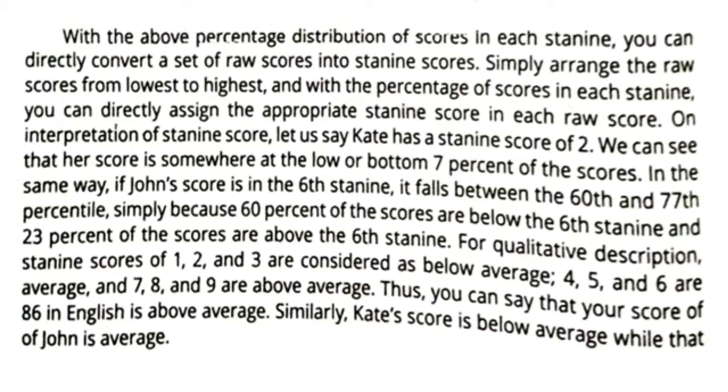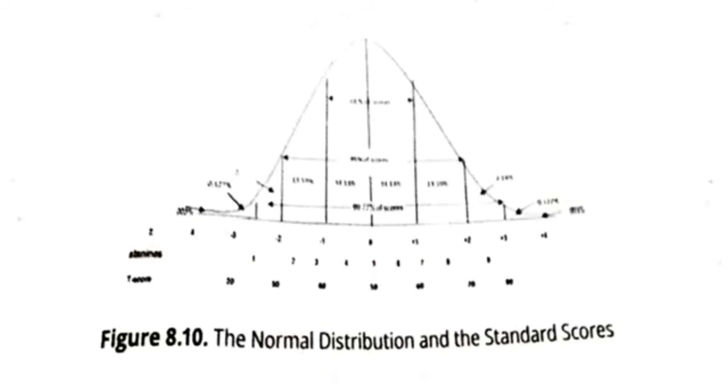For qualitative distribution, stanine scores of 1, 2, and 3 are considered below average, while 4, 5, and 6 are average, and 7 and 8 are above average. Thus, you can see that your score of 86 in English is above average. Similarly, Kate's score is below average, while that of John is average. So, here is figure 8.10 that shows the normal distribution and the standard scores.